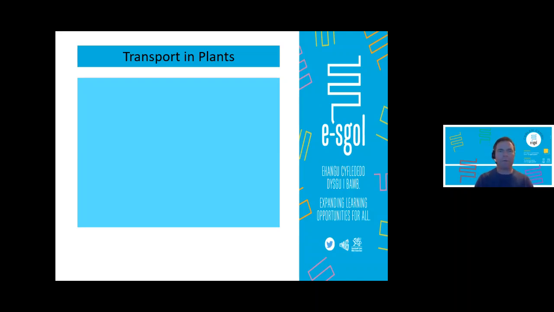I'm hoping we can shed a bit of light onto this topic, transport in plants, which is often seen as a more challenging topic because of the sheer number of new terms that you have to get used to during the course of the topic. So we'll see what we can do.